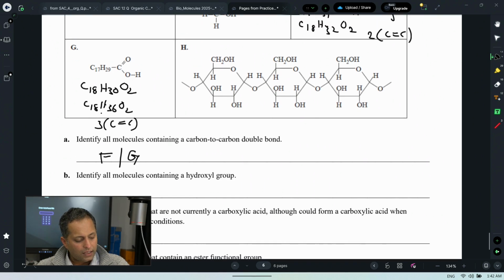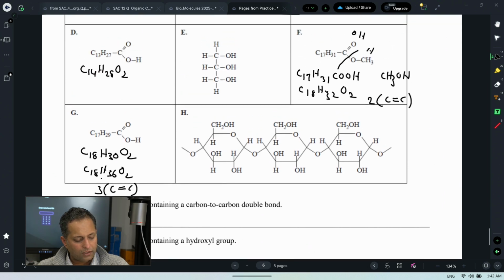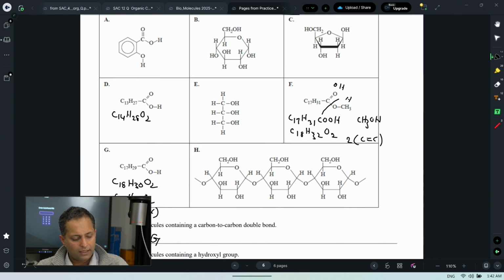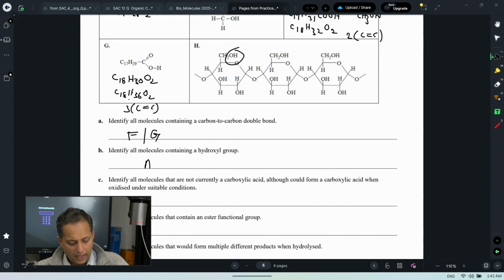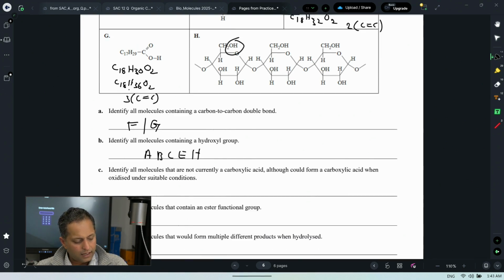F and G. Identify all molecules containing a hydroxyl group. There are so many molecules containing a hydroxyl group. A has got a hydroxyl group, B has got a hydroxyl group, C has got a hydroxyl group, D, no, this is not a hydroxyl group, this is a carboxyl group. This one's hydroxyl, this is carboxyl, this one hydroxyl. So A, B, C, E, H. Right, that's done. Okay, next one.